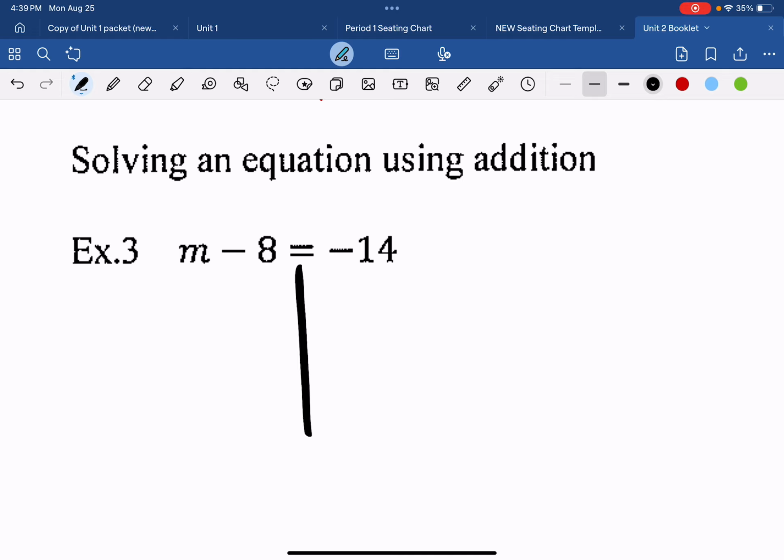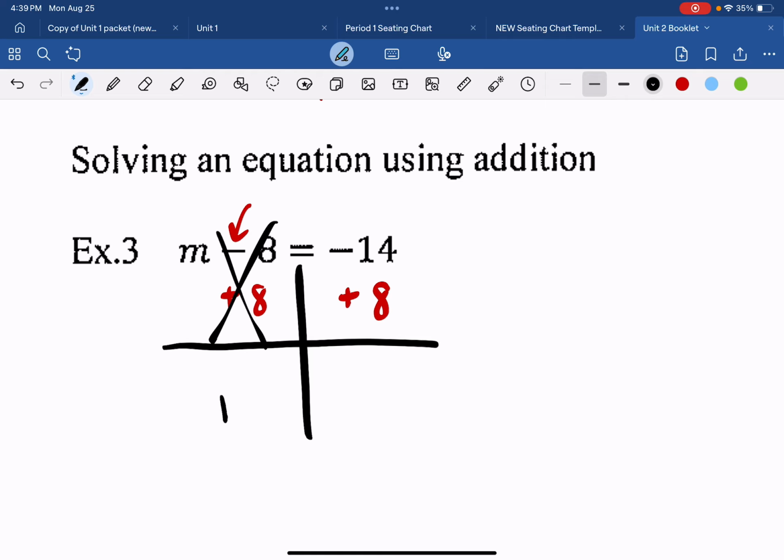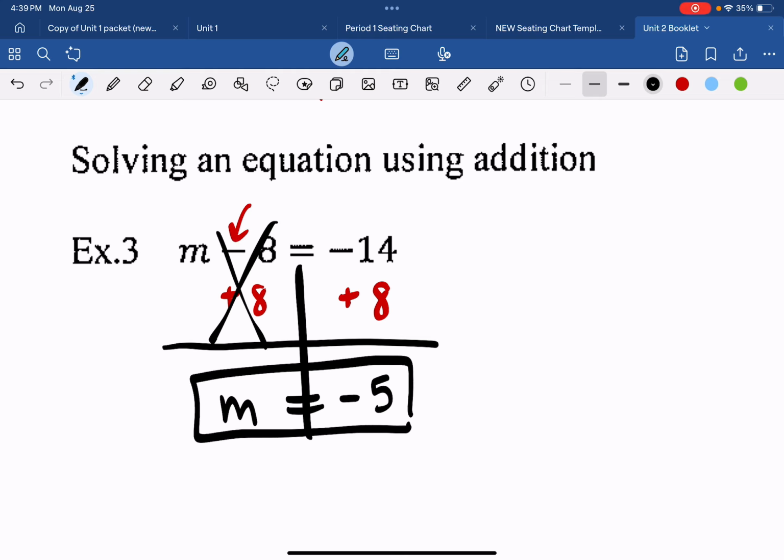All right, here we have the next one. Remember, draw your mirror line. Now I look at my problem, I see that I have subtraction. So the inverse of that is now addition. So now I'm adding 8 to both sides, because remember, whatever I do to one side, I have to do to the other. That results in my 8s going away. I have my m left over, and then negative 14 plus 8 gives me negative 5.